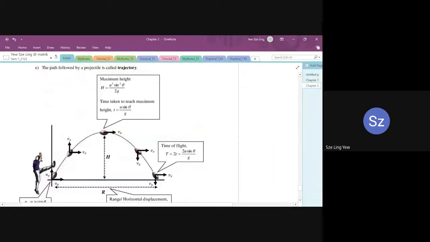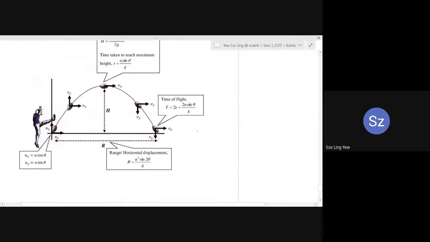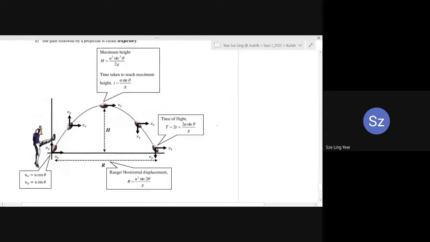So now let's see. This page, I don't encourage my students to memorize it, because there are a few conditions that you need to follow, especially the types of projectile motions that you're looking at. In order to apply the equations here, you must have a symmetrical projectile motion. If they are not symmetrical, then you cannot use all these equations.